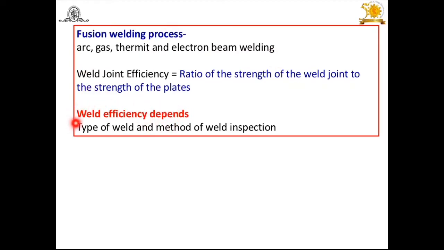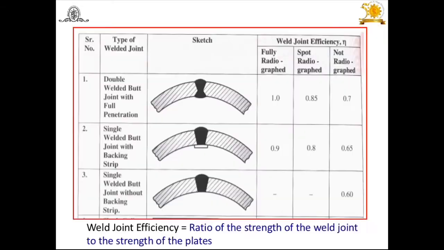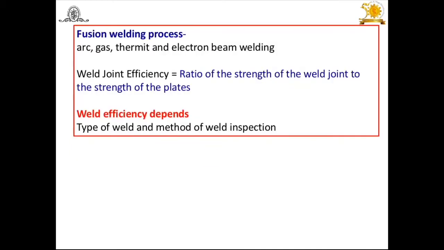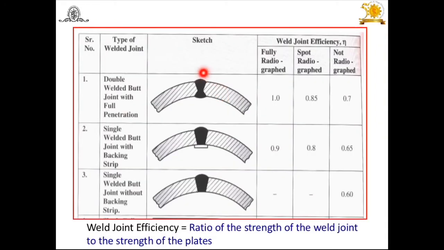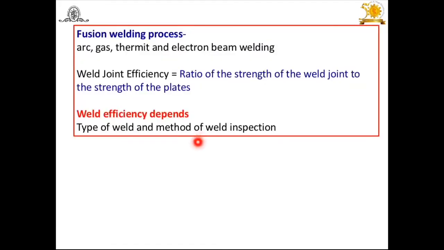Then the weld efficiency depends on, here you will find when it is fully radiographed you get 100%. The method of inspection is important, and the second is the type of weld. Look at this. Why the type of weld? Because a double butt joint, fully radiographed, gives 100%, but a single butt weld with backing strip, even though fully radiographed, gives 90%. That means weld efficiency depends on the type of weld and the method of weld inspection.